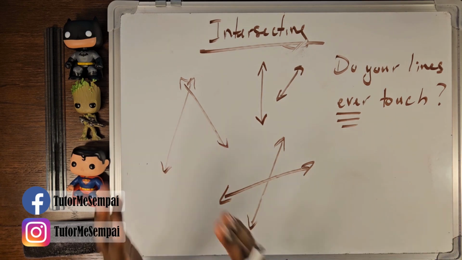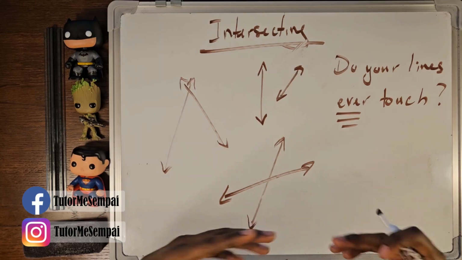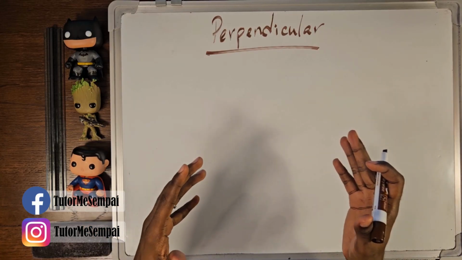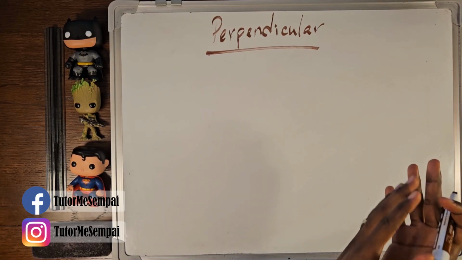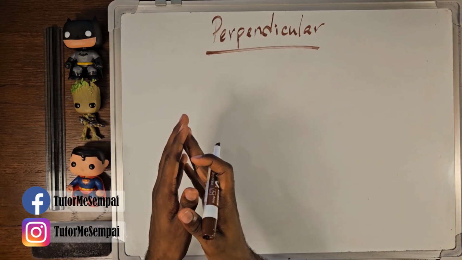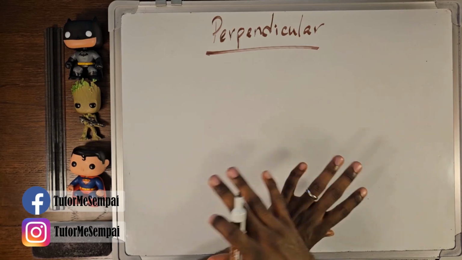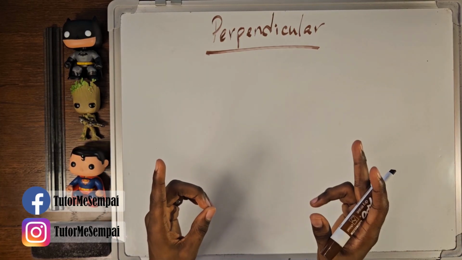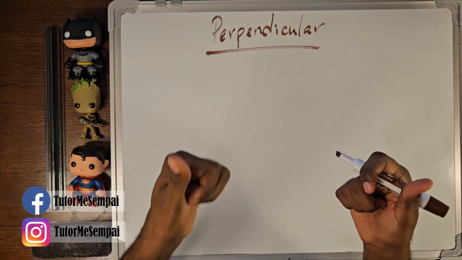So now that we've covered parallel and intersecting lines, let's move on to our last line that we're going to be talking about today, our perpendicular lines. Now we said that your parallel lines are going to be opposite to your intersecting lines. You can't have a line be intersecting with another line and be parallel to that same line. You can't have that. But what you can have is a perpendicular line and an intersecting line.